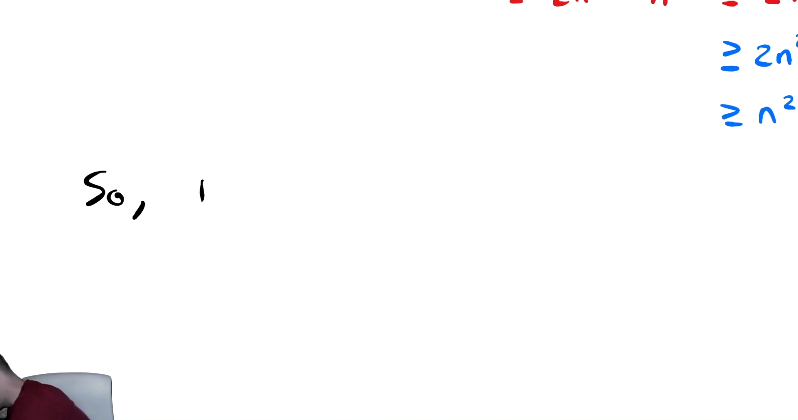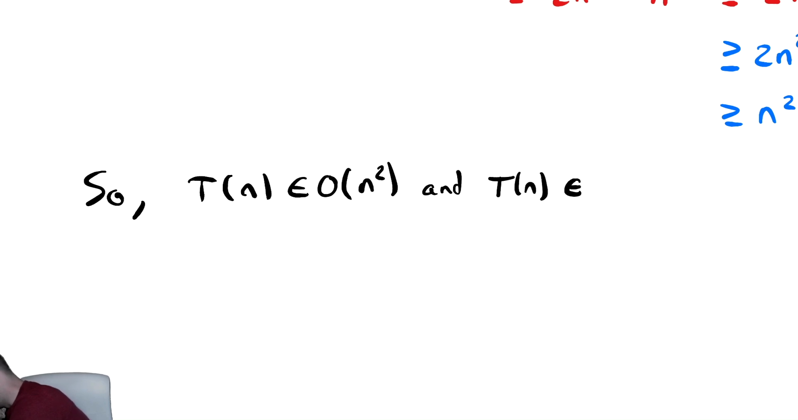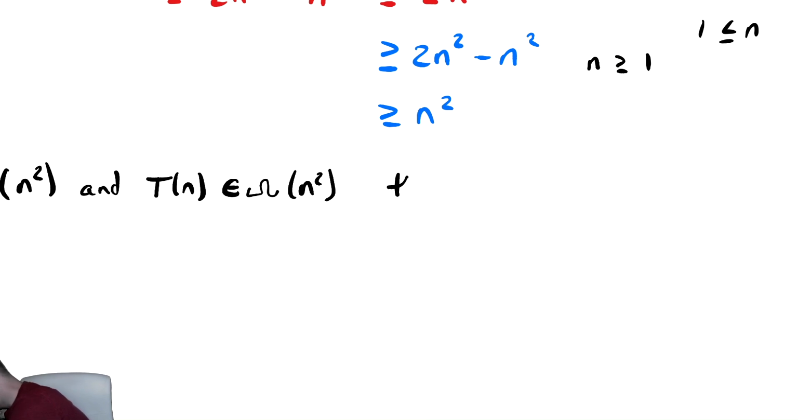So t of n is in O of n squared, and t of n is in omega of n squared. Thus, t of n is in theta of n squared.